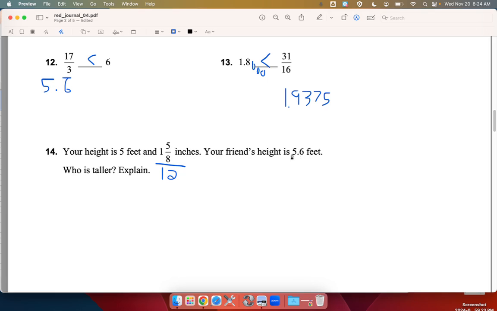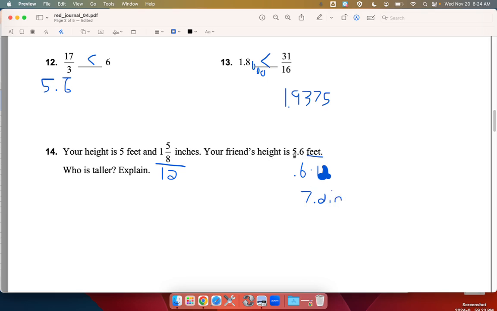5.6 is not 5 feet 6 inches. 0.6 of a foot. Well, there are 12 inches in a foot. So then what's 0.6? What's 6/10 of a foot? What's 0.6 times 12? Again, that gives us 7.2 inches. So who is taller?